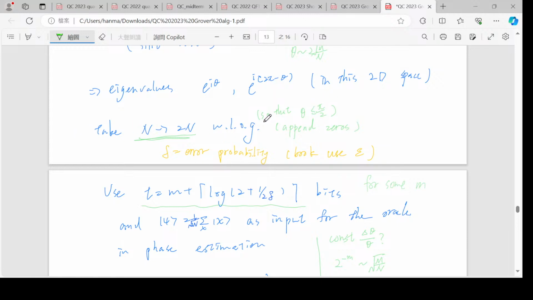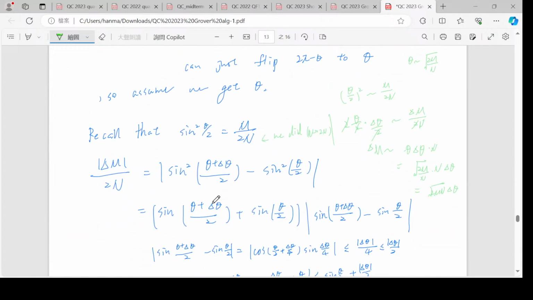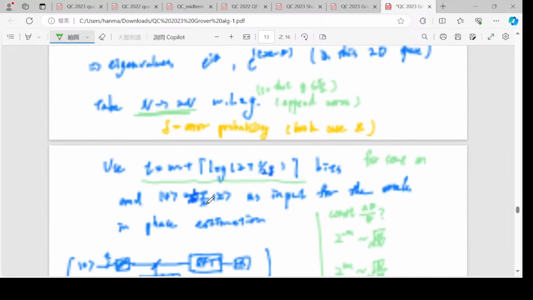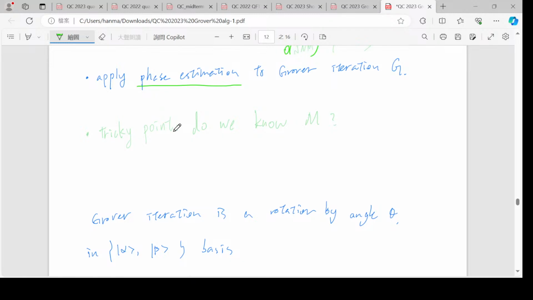Okay, let's go through this at a very high level for now. I'm not sure we have time to go into detail, so let's go to high level first. Let's ignore this, and let's talk about the phase estimation.